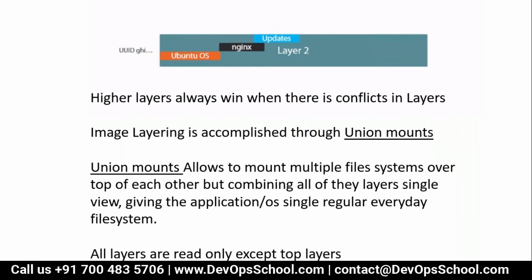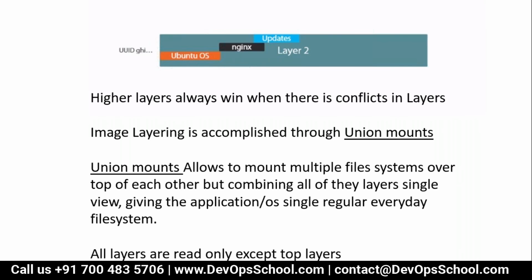Okay, now who's doing these merges? Basically this is accomplished through the union mount. Union mount means merging mounts, multiple mounts. Simple. So union mount is there in your Windows, there in your Linux, and they basically merge that and make these things happen. So what is union mount doing? Union mount allows you to mount multiple file systems over top of each other. That's what I was discussing.